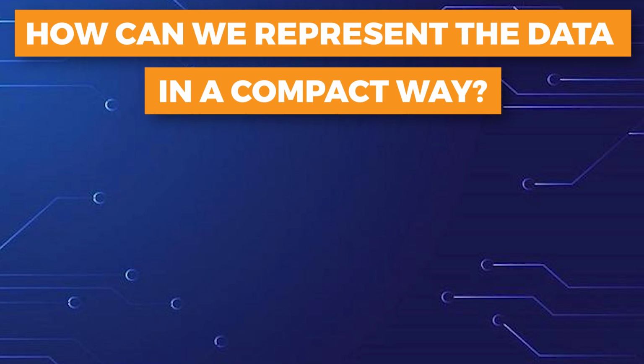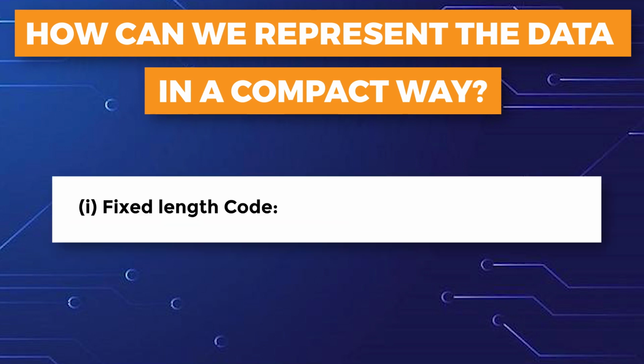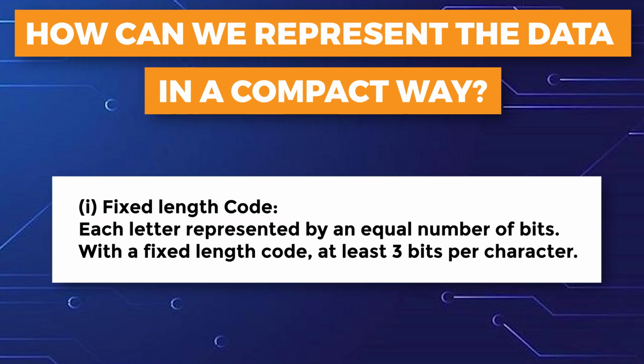That is the main challenging task. So basically there are two approaches. First one, fixed length code. Already the user prefixes the data length, then encodes all the characters like that. Each letter is represented by an equal number of bits. Already we fixed the size of the bits. With a fixed length code, at least 3 bits per character.